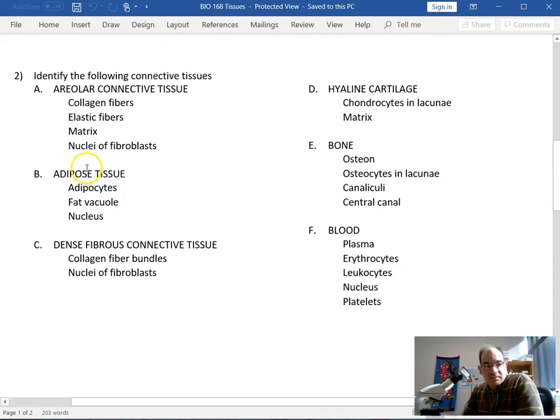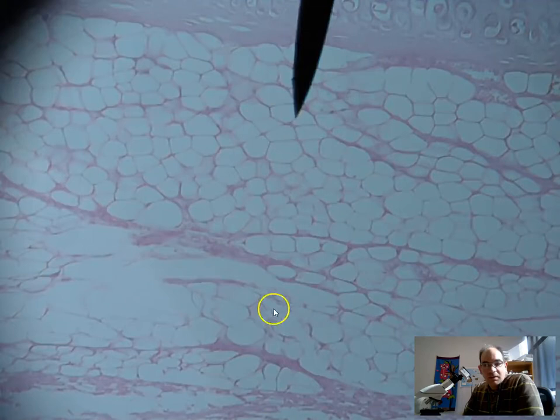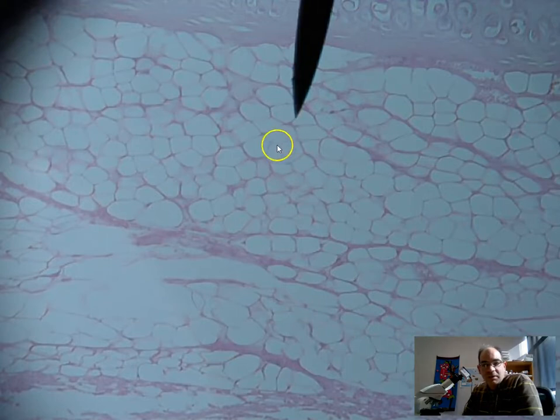Our next tissue is adipose tissue, and we need to know adipocytes, fat vacuole, and nucleus for this tissue type. So here we can see some adipose tissue. Adipose tissue is mostly cells, and these cells are called the adipocytes, and they are specialized for storing fat. You can see the outline of the cell here. There's an adipocyte, and the white space in the middle of the adipocyte is basically stored fat, and it stores it in a specialized organelle called a fat vacuole. And as that fat vacuole swells up with fat, the little nucleus gets pushed to the side of the cell.